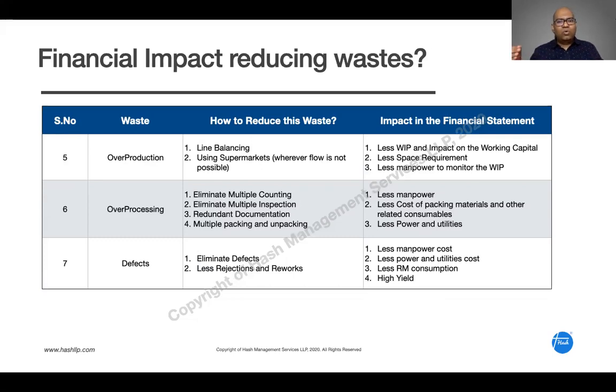Overproduction, how to reduce this waste, overproduction waste, by using line balancing. And whenever the flow is not possible, whenever there is a batch manufacturing, right, you can use a supermarket, right? There is a concept called supermarket and Kanbans, which we can use to create the flow. And how it will impact the financial statement? It will have less WIP, again working capital, less space requirement, and less manpower to monitor the WIP.